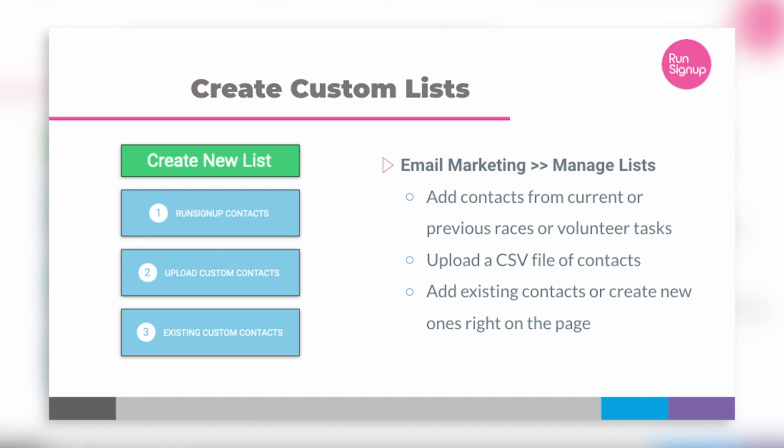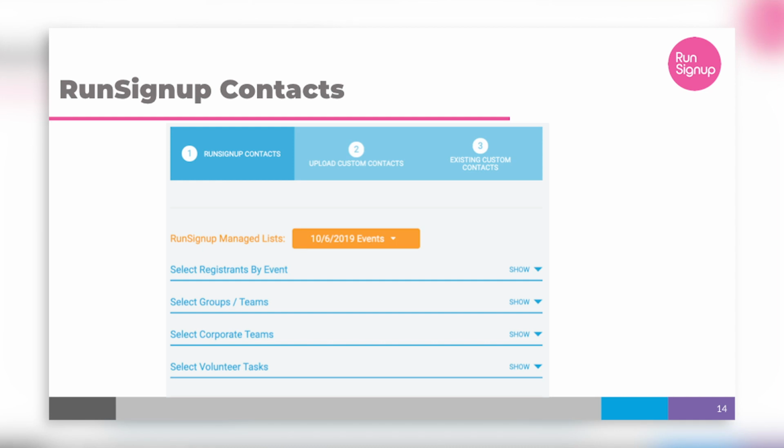So when creating the email list, there are 3 different options that you have. You can use the RunSignup contacts, you can upload a custom contacts list, or use an existing custom contact list. So the first option is more specific to your race in general. So you can break down your list by events. So you can go through your 10K, your 5K, your half, your marathon.